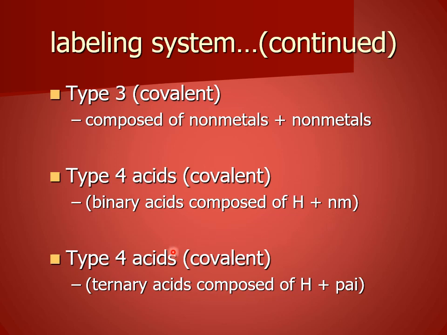The type 4 acids we'll also talk about, which are covalent, are what are called ternary acids. And these are simply composed of hydrogen combined with, in this case, a polyatomic ion. So anything from the back of that sheet that could combine with hydrogen will create what we call a ternary acid, simply meaning that there are more than 2 elements in that particular compound.